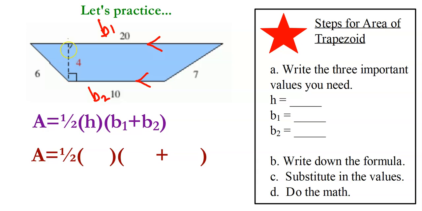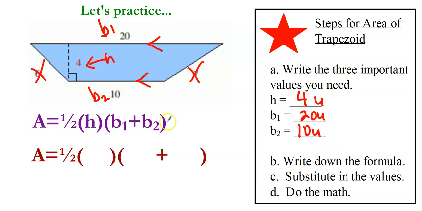Oh, and then the height from top to bottom is right there. That's my H. Guess what? 6 is a slant. I don't need it. 7 is a slant. I don't need it. So the height is 4, and I'm just going to put U for units. B1 is 20 units. B2 is 10 units.